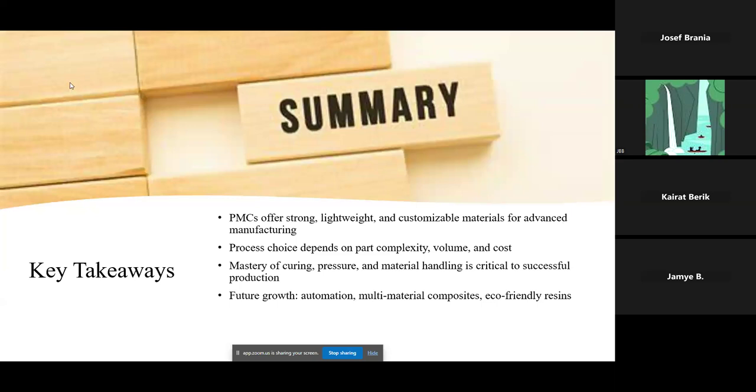So key takeaways from this are that PMCs offer strong, lightweight, and customizable materials for advanced manufacturing. Process choice depends on part complexity, volume, and cost. Mastery of curing, pressure, and material handling is critical to successful production, and future growth is in automation, multi-material composites, and eco-friendly resins.